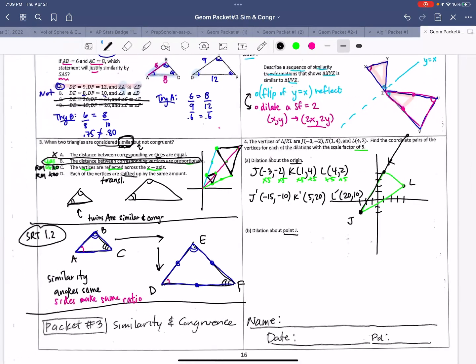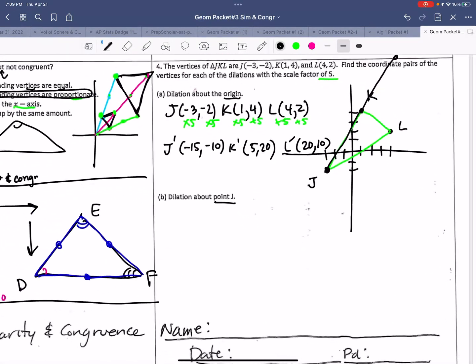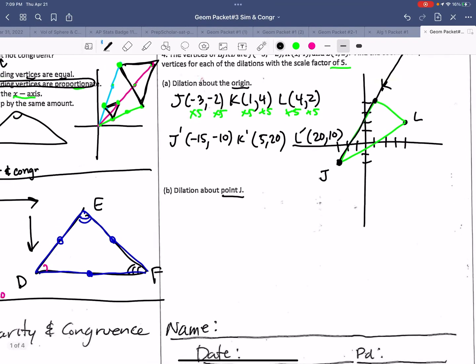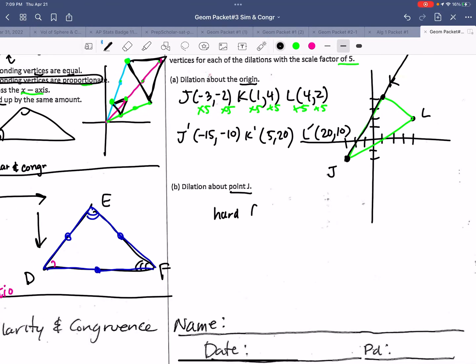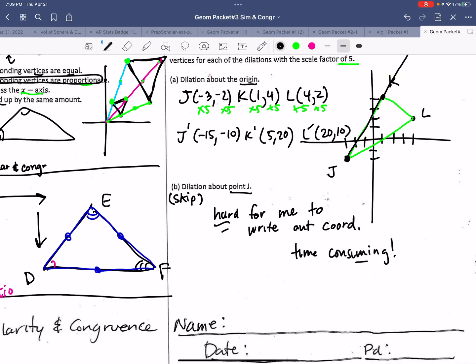It's going to fall off the page here. So if you dilate it around point J, this is too hard for me to write out the coordinates. I could, but it's a little too hard. So if I got this question on the test, I'd probably skip it. If I had time remaining, I'd go back and kind of graph it out, if that makes sense. There is a way to do this and figure it out. It's just really hard. It's really time consuming. So I'm going to stop there, okay?